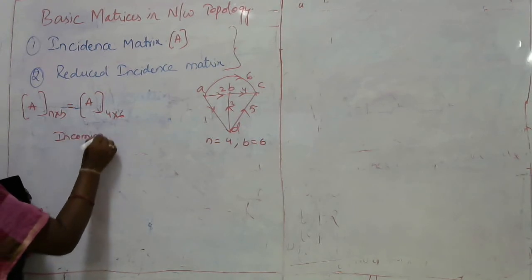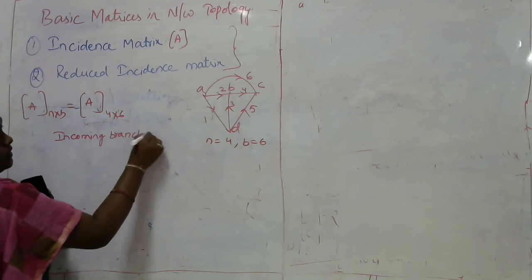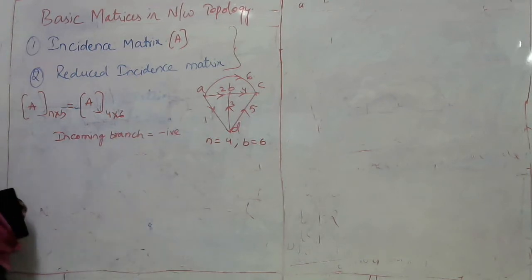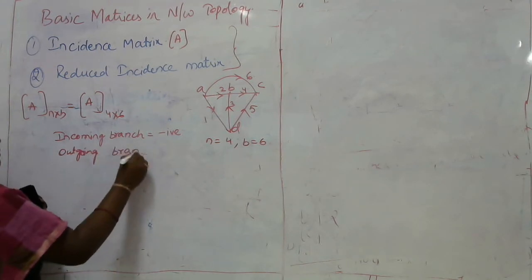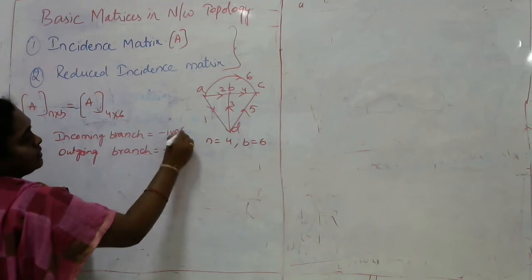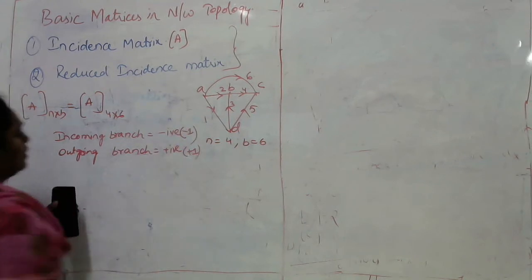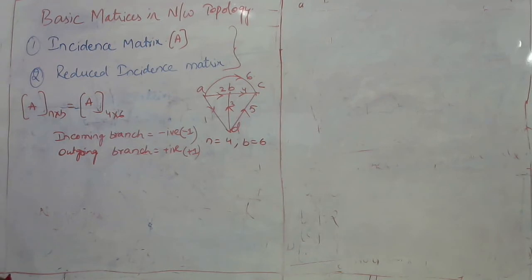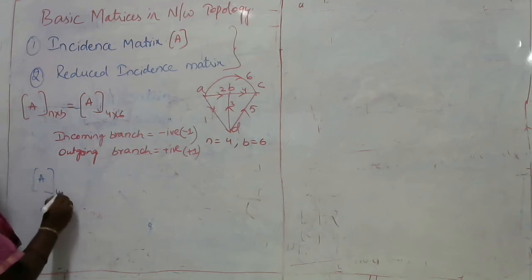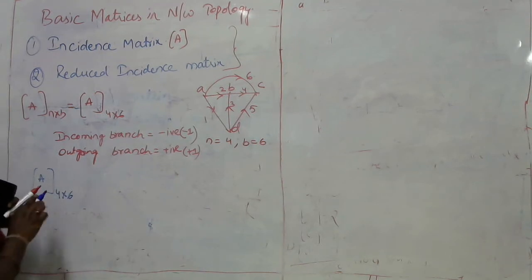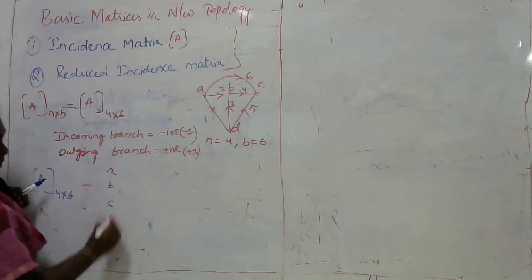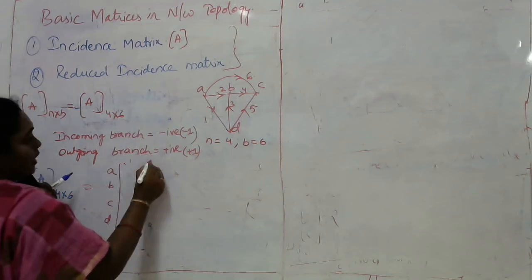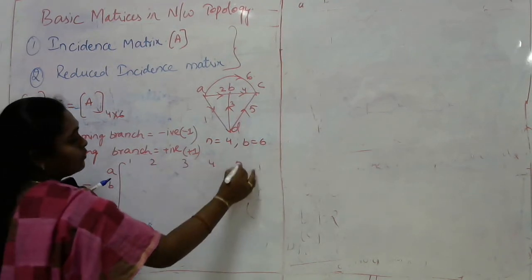And the most important thing is, if the branch is an incoming branch, it should be represented with a negative sign, that is -1. If it is an outgoing branch, it should be represented with a positive sign, that is +1. Now I am writing the matrix for this. A size is 4 by 6. The 4 rows indicate nodes A, B, C and D, and the columns are branches 1, 2, 3, 4, 5 and 6.